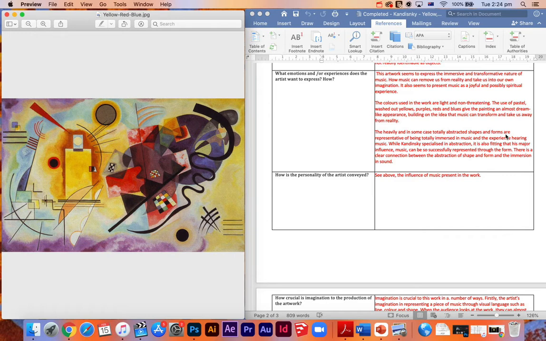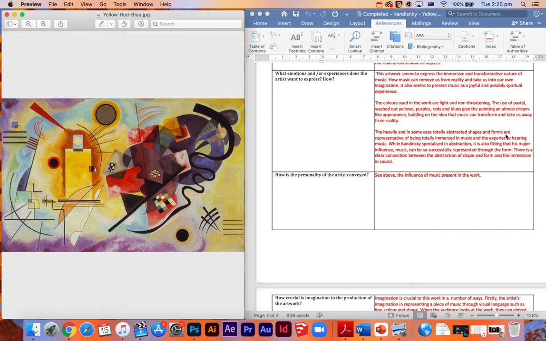So the colours used in the work are light and non-threatening, so they're light-hearted. They're not really like ominous, dark tones that give us a more foreboding feeling. So the use of pastel, washed-out yellows, purples, reds and blues gives the painting an almost dreamlike appearance, building on the idea that music can transform us and take us away from reality.